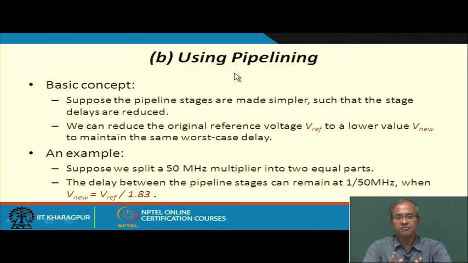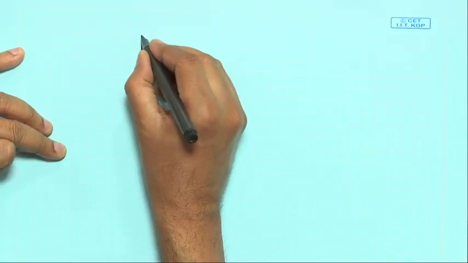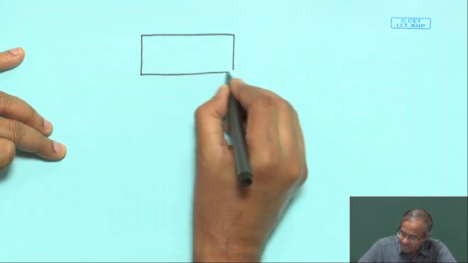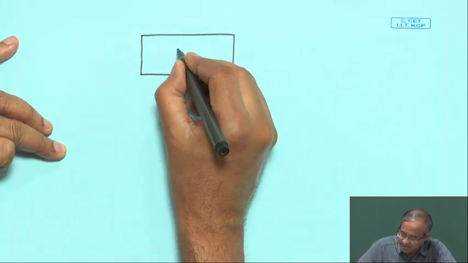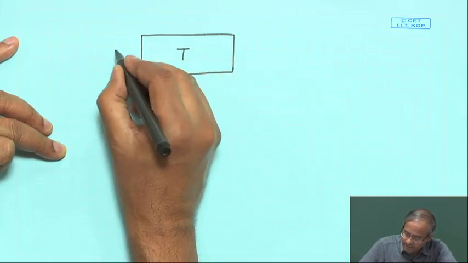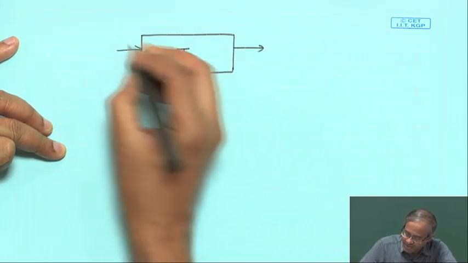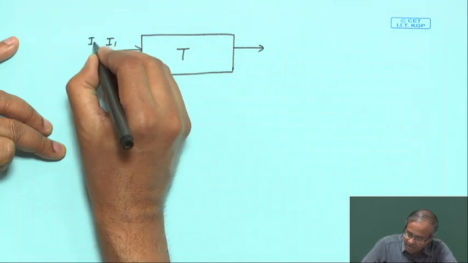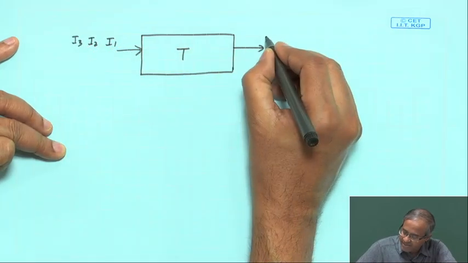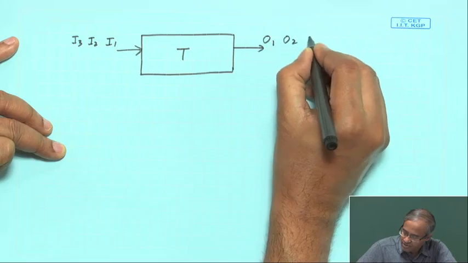The second concept involves pipelining. Let me recall or review the concept of pipelining for those who may have forgotten the basic concepts. I am just explaining the basic concept of pipelining first before I go through this. Suppose I have some computation that takes a time, let us say t. I have a set of input data, I apply them one by one, I1, I2, I3, and I get the outputs O1, O2, O3.